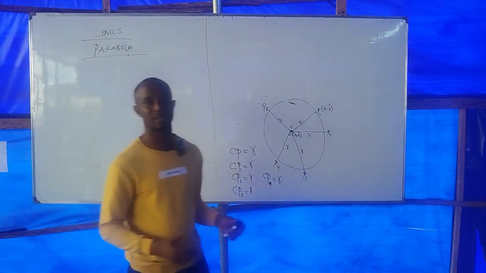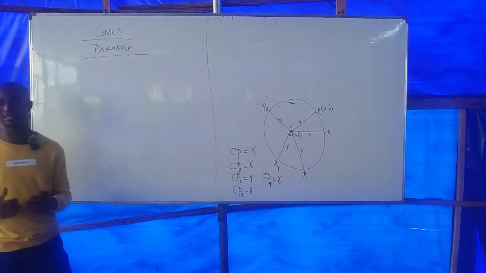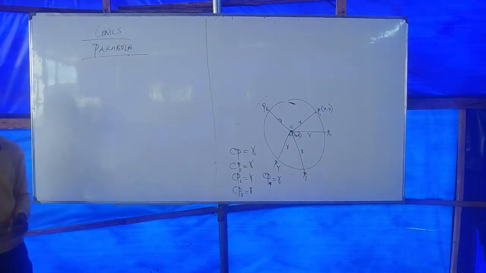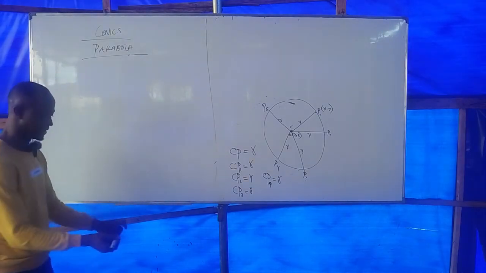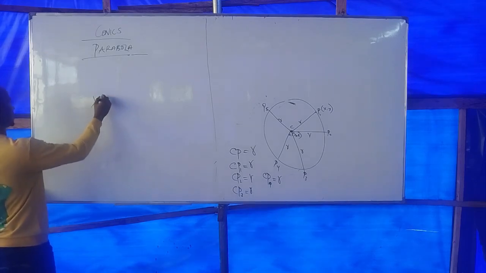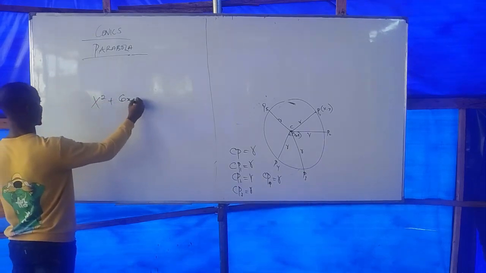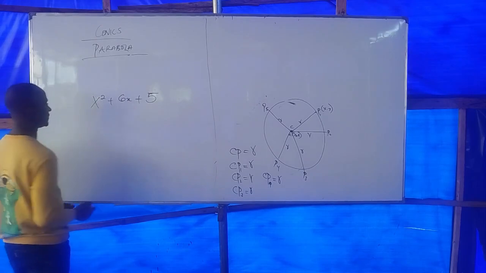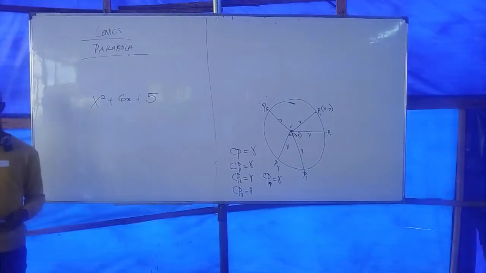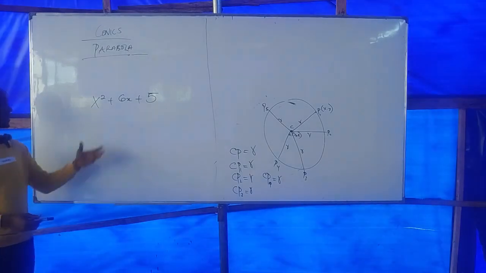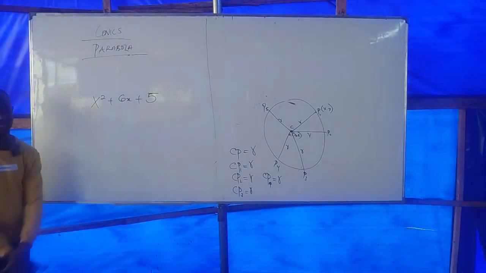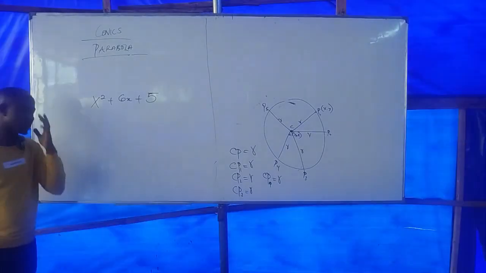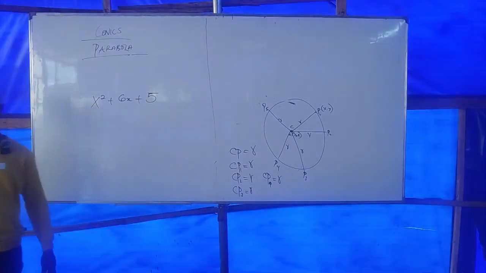And one of the natures of a quadratic equation is that the highest power of the unknown is always 2. For example, if we have s squared plus 6s plus 5, this is a quadratic equation. This can also be referred to as a parabolic equation. But let's define a parabola.